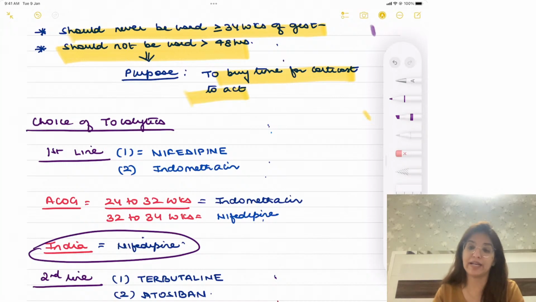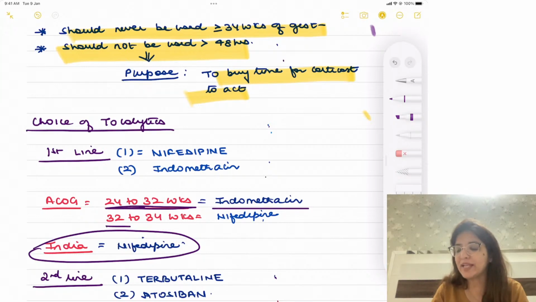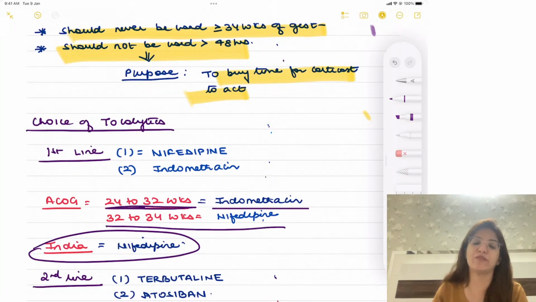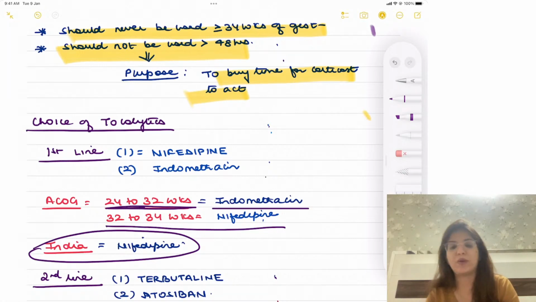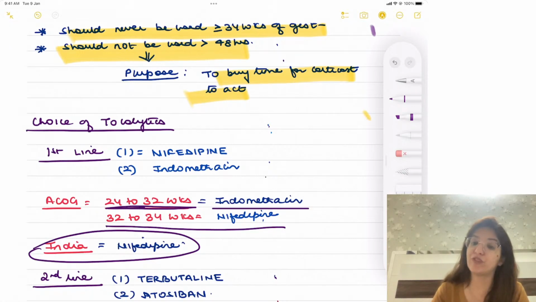According to ACOG guidelines, between 24 to 32 weeks, so at less than 32 weeks, the tocolytic of choice is indomethacin. And between 32 to 34 weeks, the tocolytic of choice is nifedipine. Have you understood? In India, the tocolytic of choice is nifedipine. But this is not what ACOG says. ACOG says that at less than 32 weeks, the tocolytic of choice is indomethacin. Between 32 to 34 weeks, it is nifedipine.